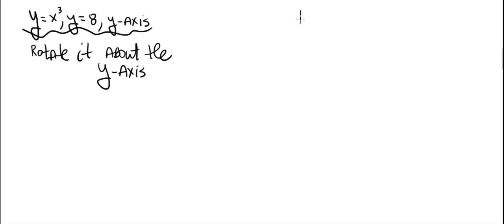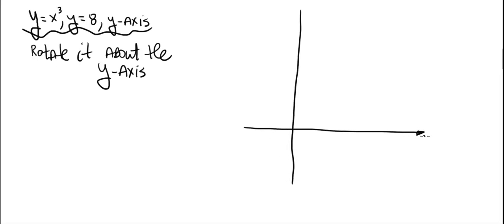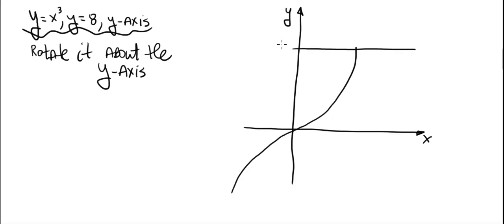So let's graph the region first. Now it'll be easier to see what the solid looks like. The graph of y equals x cubed looks like this. And then we bring in the line y equals 8. It's a horizontal line. And then we have the y-axis. So the region, which will be rotated to generate the solid of revolution, is this region right here. That's the borders of the region. It includes all three of the functions, and then the region itself is right here.